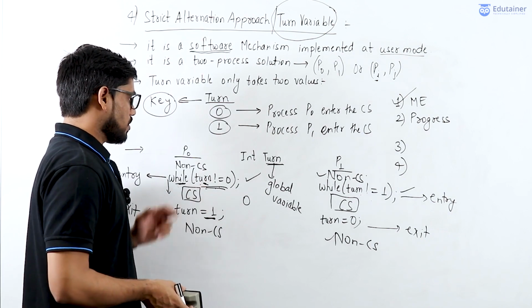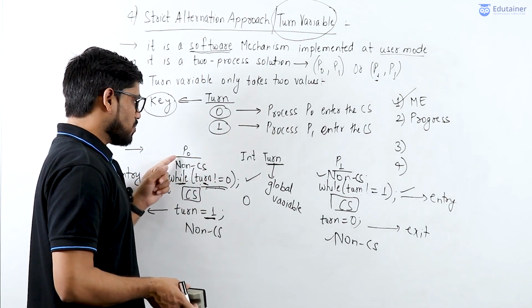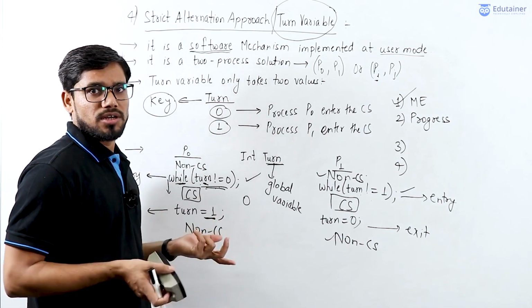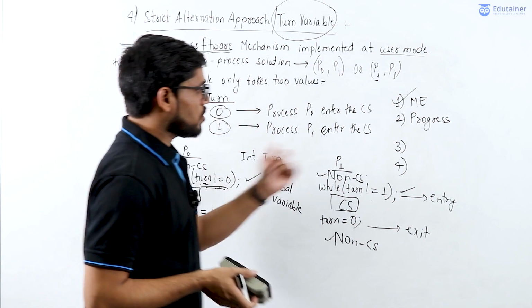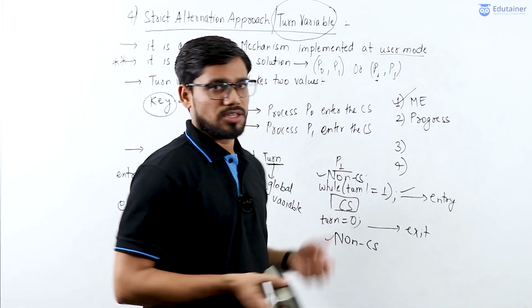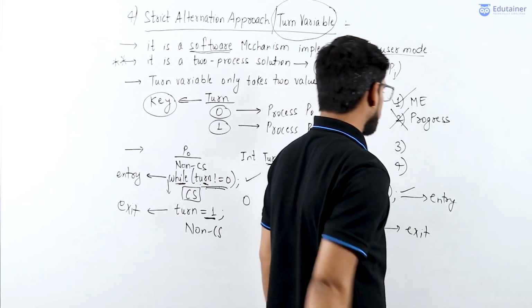Why? Because if the value of the turn variable is 0 and process P0 is not interested in entering the critical section, it will not enter, and because of the turn variable, process P1 also cannot enter the critical section. So definitely progress is not guaranteed.